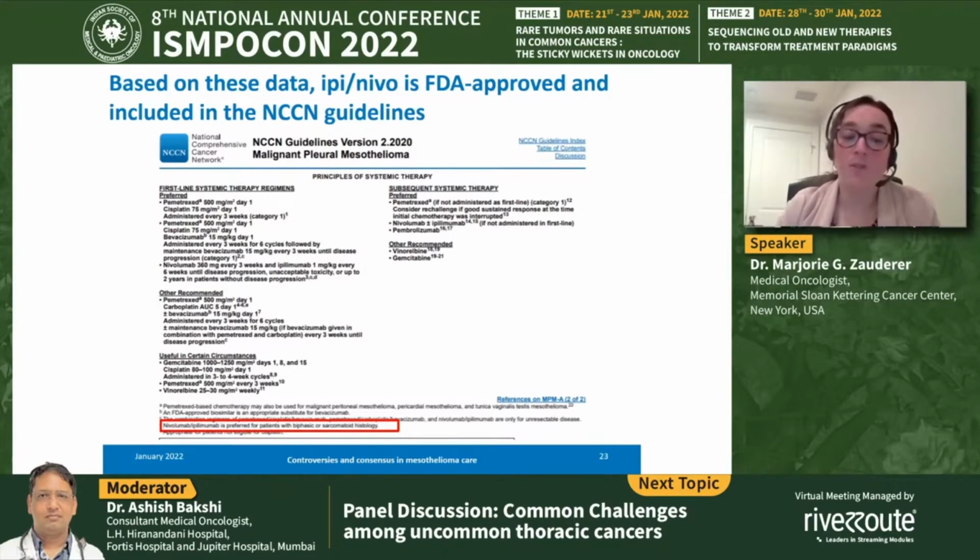So we will learn whether chemo IO is better than chemo, but not if chemo IO is better than dual IO. When these results are available, we may have an additional treatment option that is especially appealing for those with epithelioid disease. But as many questions as we answer, there's always new ones and more.